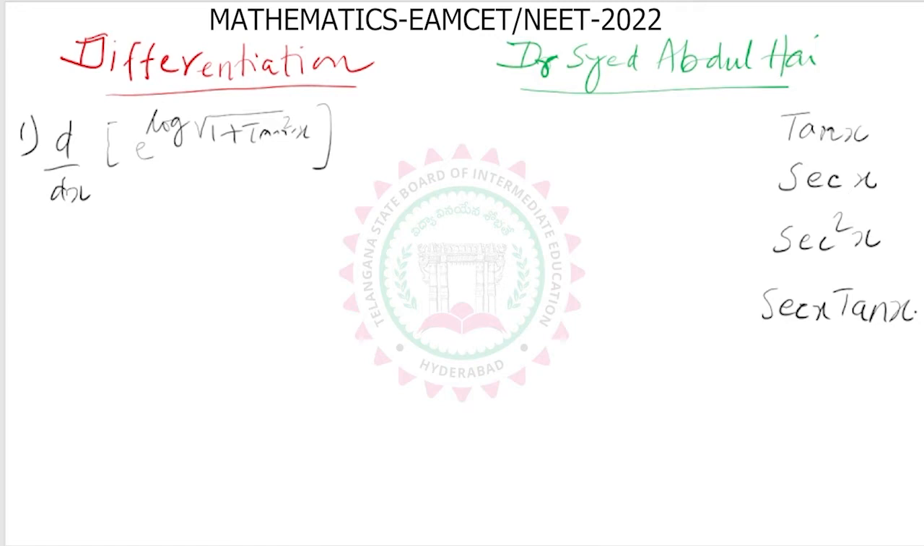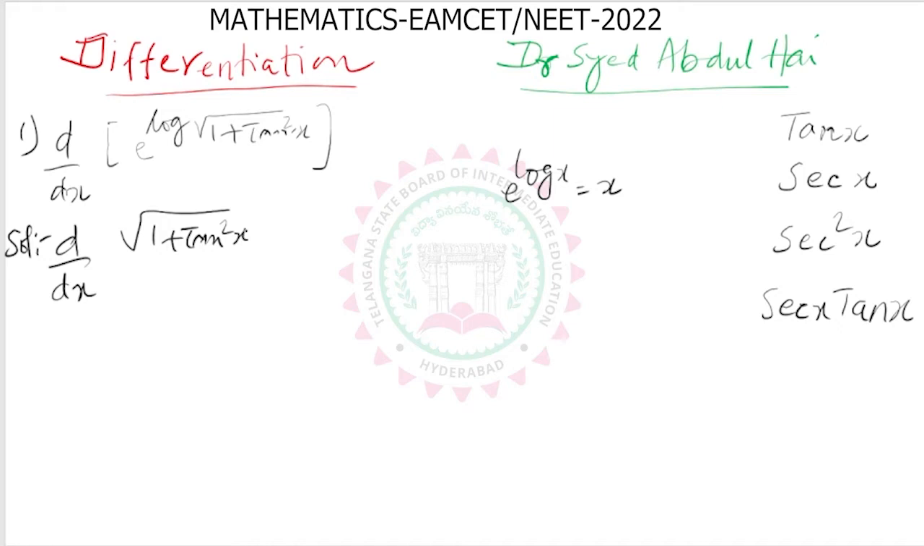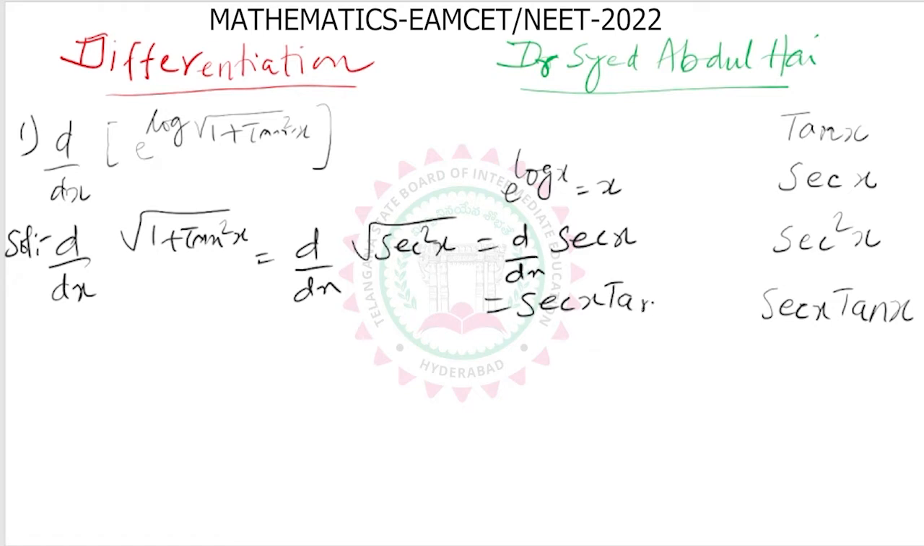We know that e power of log x is equal to x, right? Therefore, d by dx of e power of log of root of 1 plus tan square x is, since e power of log something is that something, d by dx of root of 1 plus tan square x. Root of 1 plus tan square x is sec square x under the root, that is sec x. So d by dx of sec x is sec x into tan x.